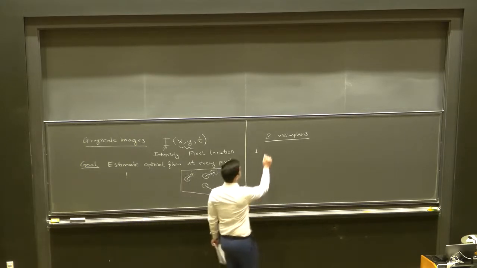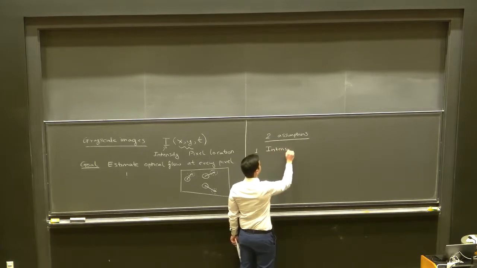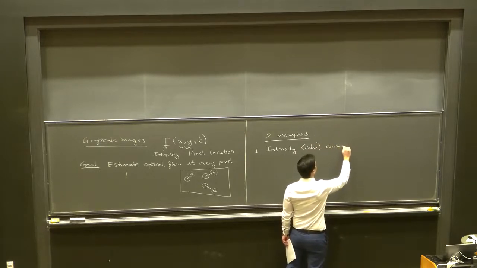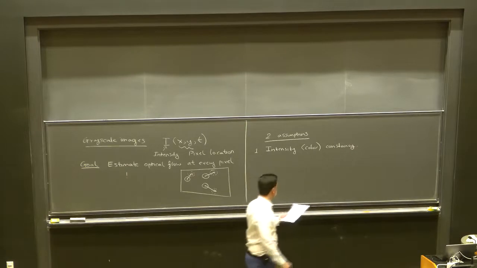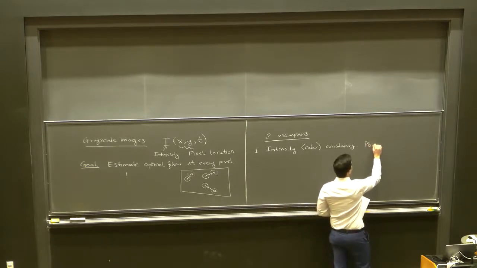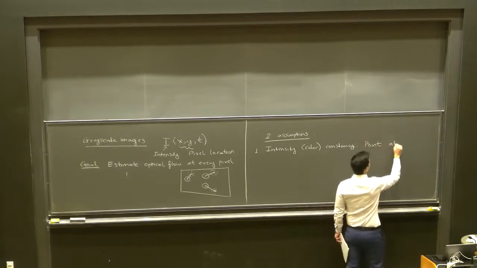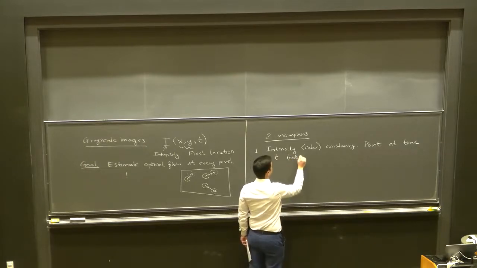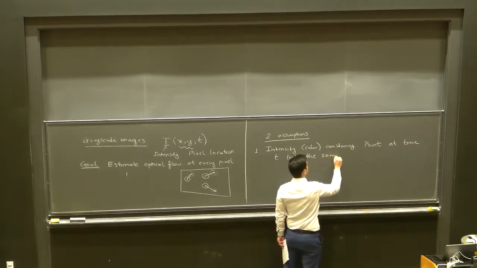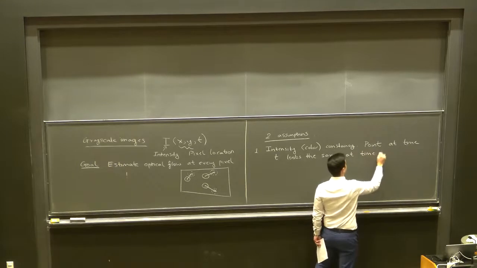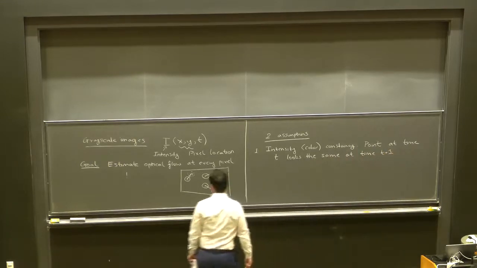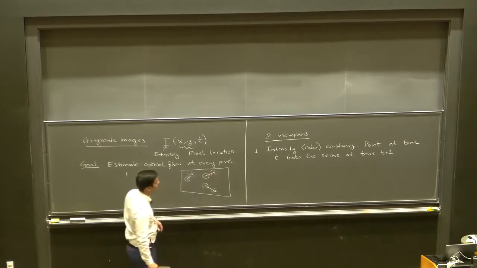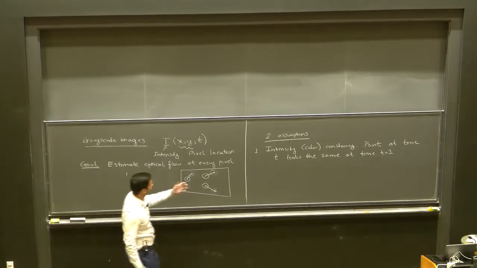The first assumption is what's known as intensity, or if you're working with color images, then color constancy. Intuitively, what this means is that if you have some point in the scene at time t, it looks the same at time t plus 1. So if you have some object that's moved from this location to that location in a single time step, then it looks the same.